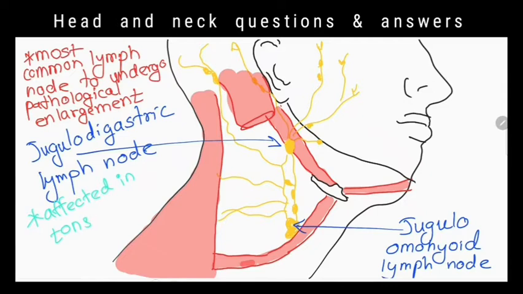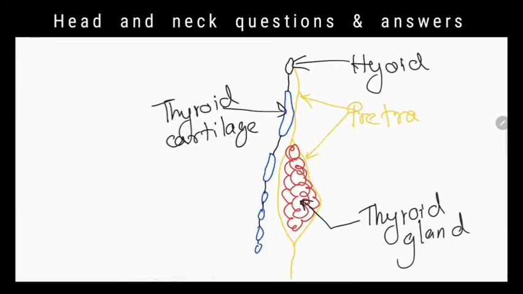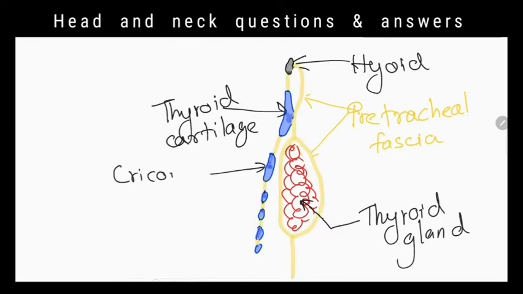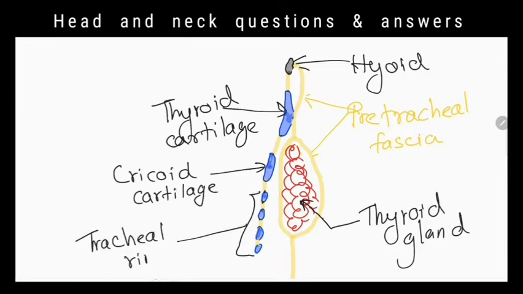Why do thyroid swellings move upward during swallowing? Pretracheal fascia that surrounds thyroid gland has attachments to trachea and laryngeal cartilages. During the second phase of swallowing, trachea and larynx ascend. So, thyroid gland within the pretracheal fascia also moves upwards.